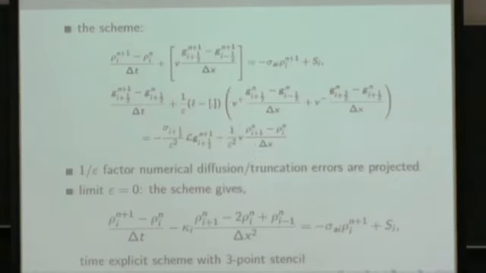All right. So I'm going to say 1 over epsilon is the factor of truncation error. We call it the numerical distribution because it's a good sign and it's projected. Okay. So formally, as epsilon goes to 0, you get the diffusion equation. I will explain how to prove it.